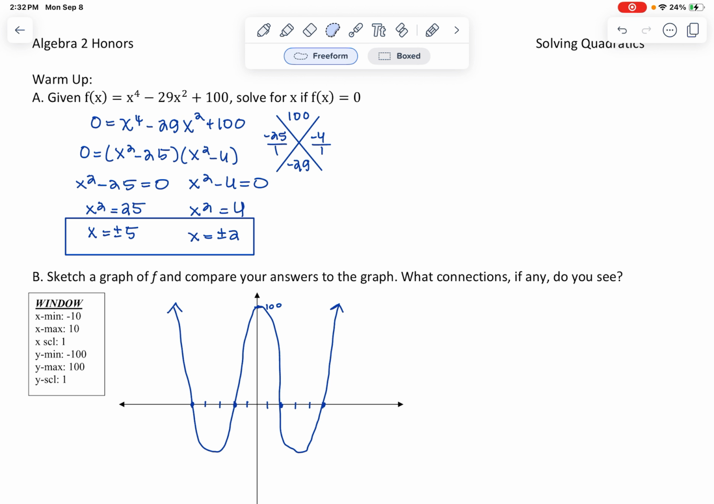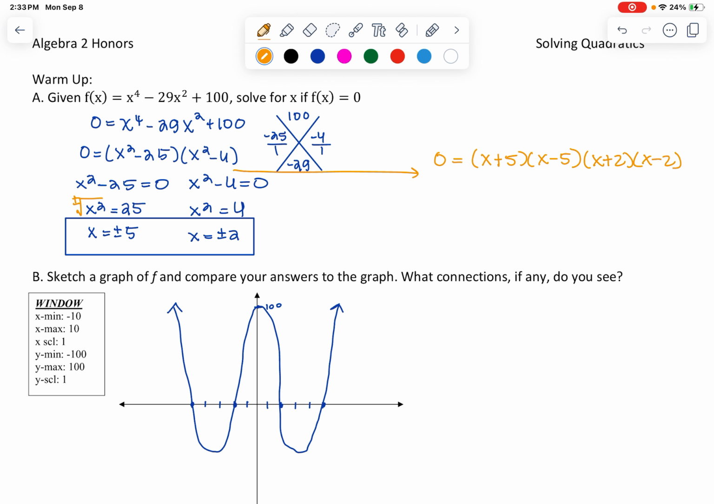And then that factors to x squared minus 25 and x squared minus 4, which you can continue to factor. So if you want to continue to factor that, you could do 0 equals, and then x squared minus 25 factors to x plus 5, x minus 5. And x squared minus 4 factors to x plus 2, x minus 2. You could do that. What I did is I stopped and set each factor equal to 0 and solved by square rooting. So I have square root plus or minus, square root plus or minus, and that's why I got 4 total solutions.